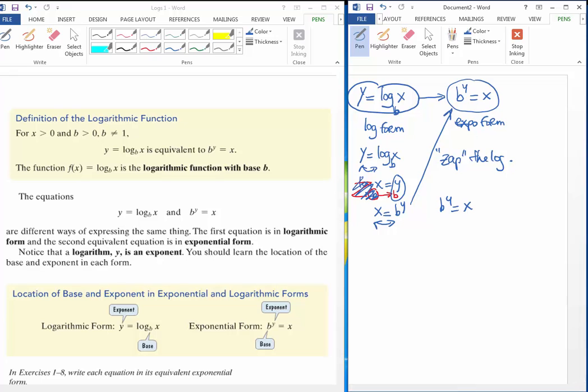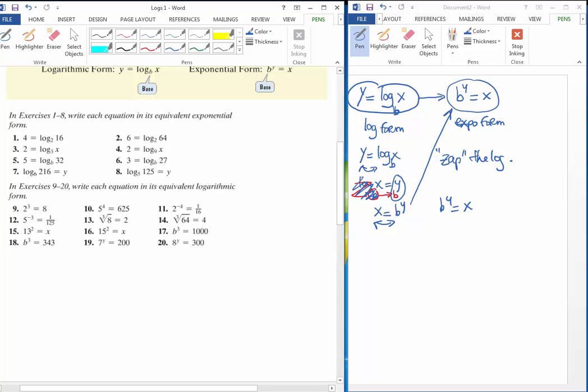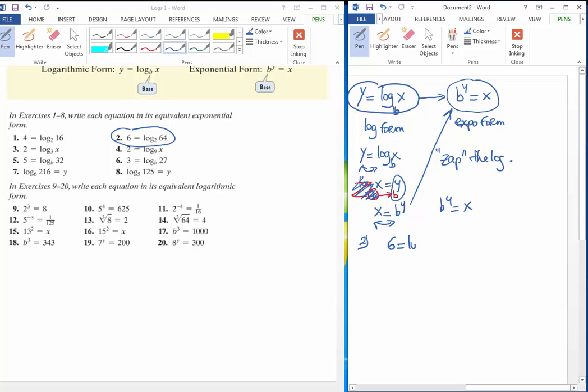Now, let me just grab an example just to review with you. Let's say we wanted to go from logarithmic form to exponential form. What we can do, let's just grab an example here and see what we have. Let's say I had this example right here. If I have number 2, the log form is 6 is log base 2 of 64.